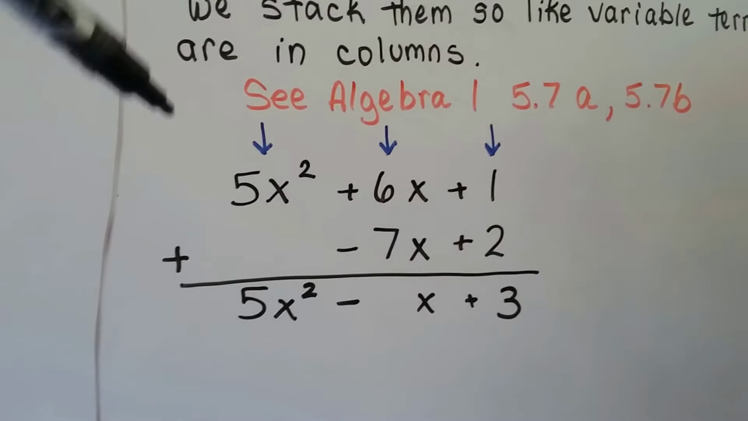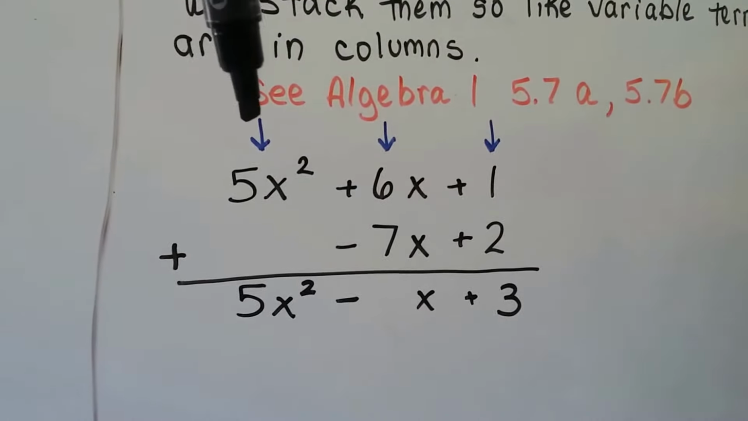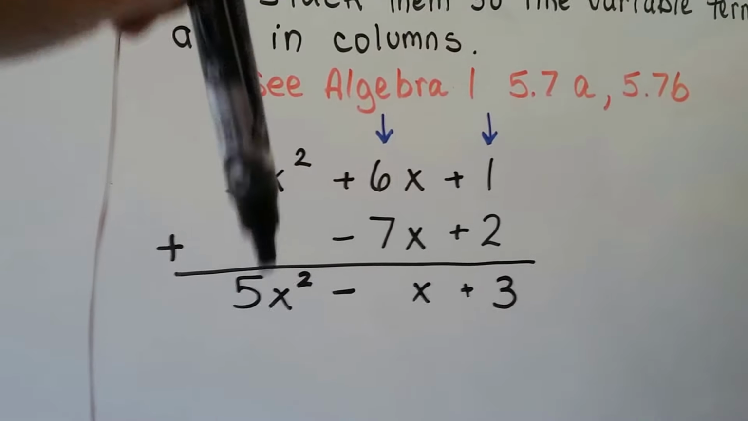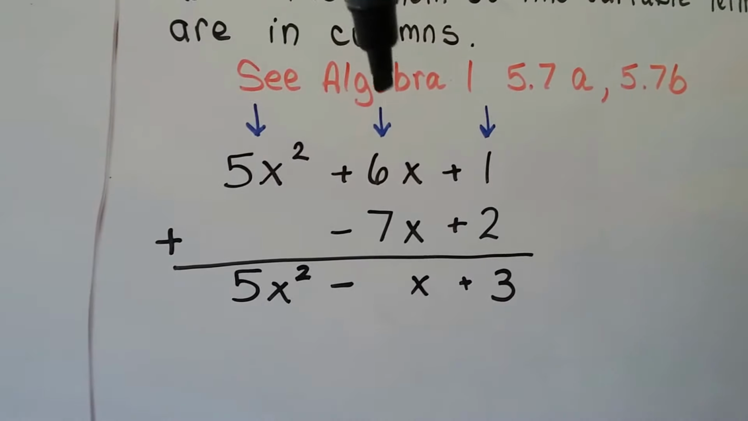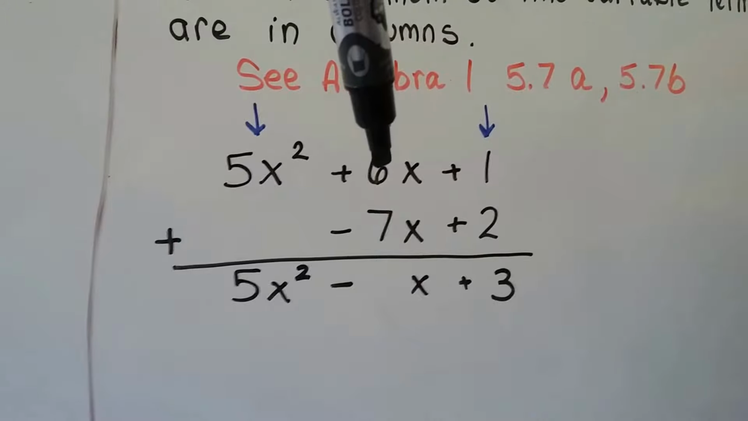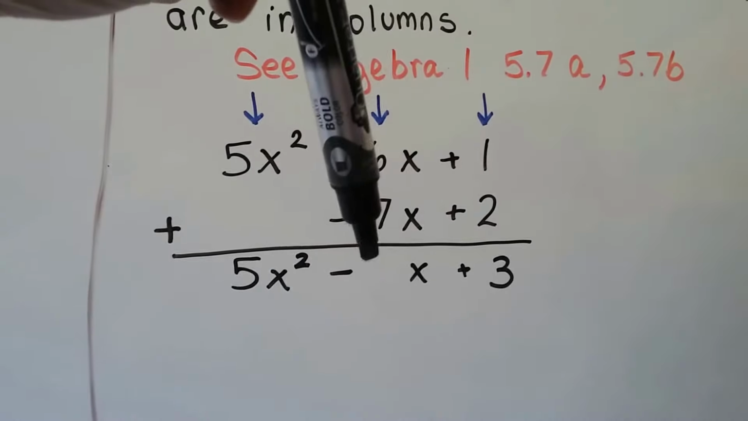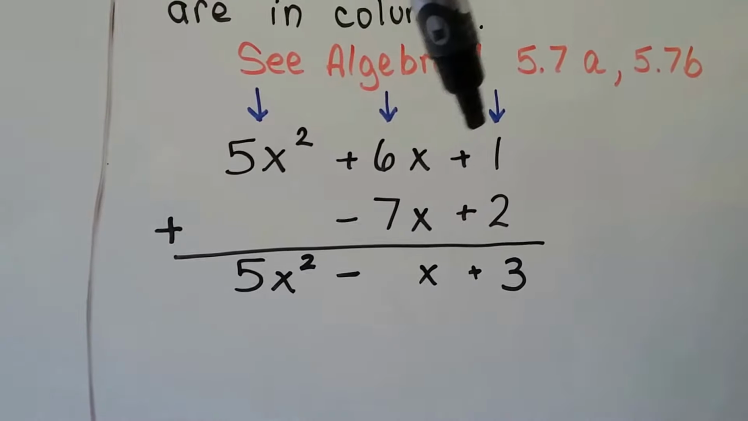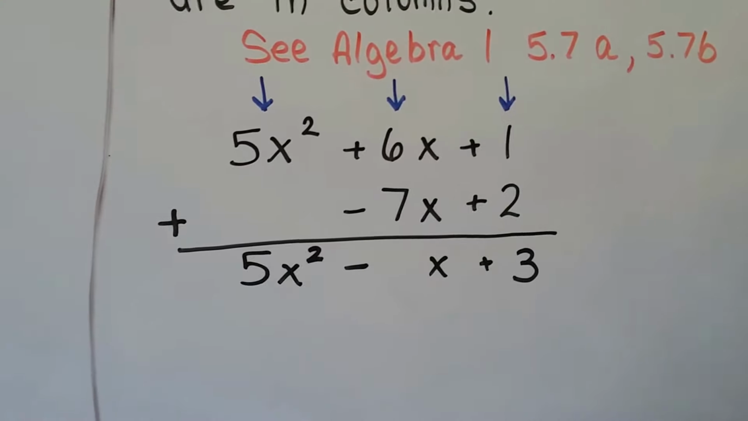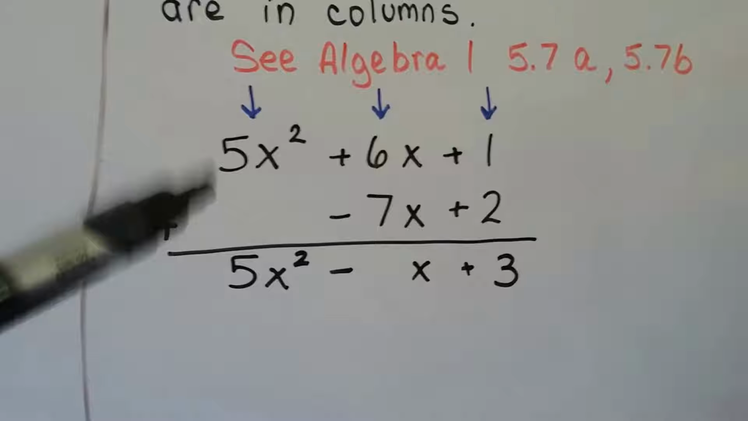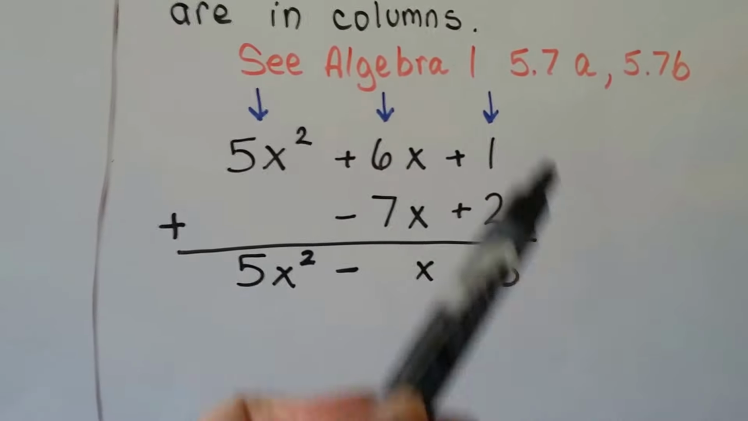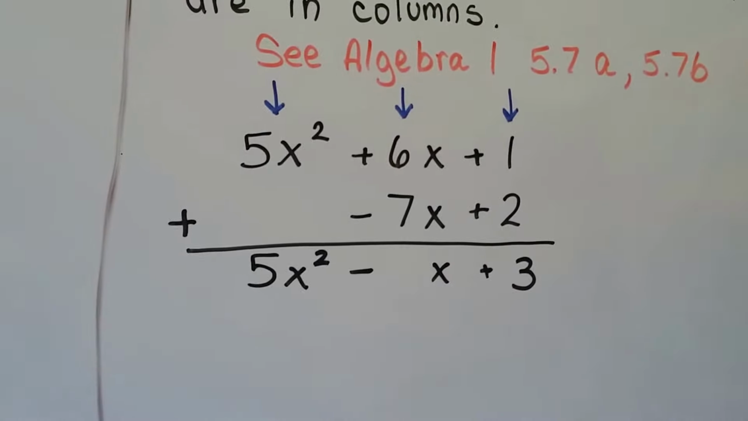When we add them, we just add them going straight down the column. This 5x squared is getting added to nothing, so it's just going to drop down. This positive 6x has a negative 7 being added to it, so it's going to be a negative 1, but we don't write the 1, do we? And 1 plus 2 is 3, see? Now, there's a lot more information about this, and that's in video 5.7a and 5.7b.